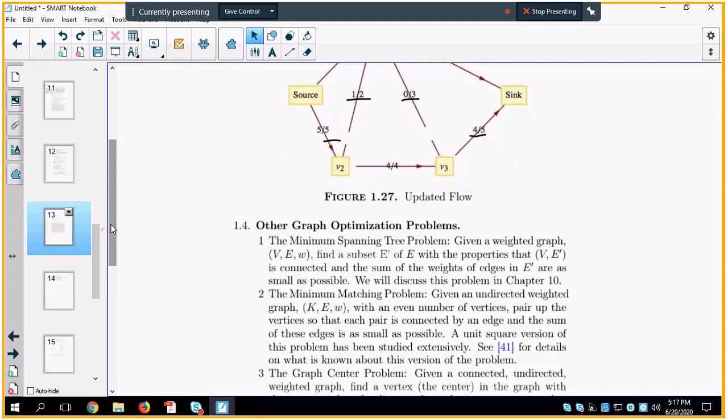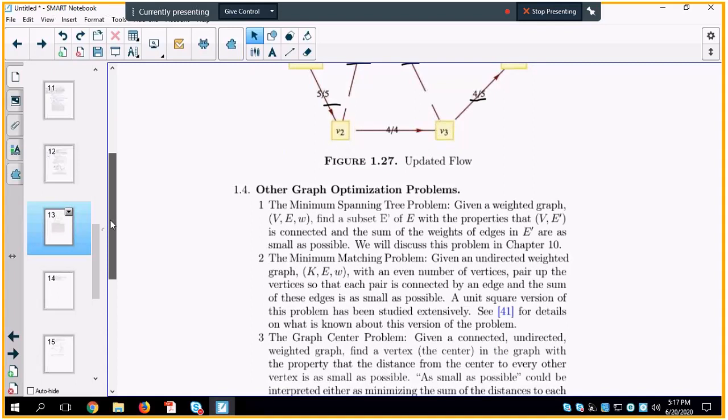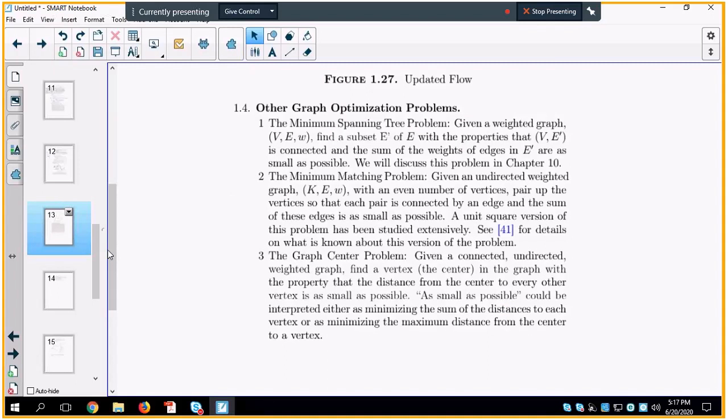Okay, so there are just a few other graph optimization problems that we might want to consider. One that we'll probably see coming up in this class is the minimum spanning tree problem. So given a weighted graph, find a subset of the edge set with the properties that the graph made by the vertices and the new edge set, the subset, is connected, and the sum of all the weights of the edges in the subset E prime are as small as possible. So this will be in your module on trees.